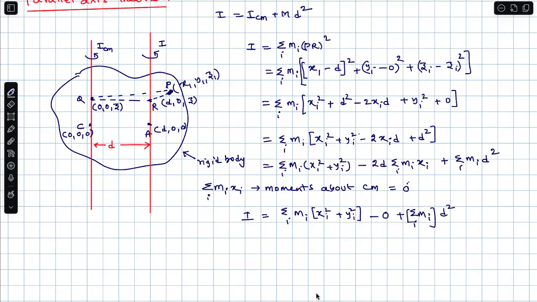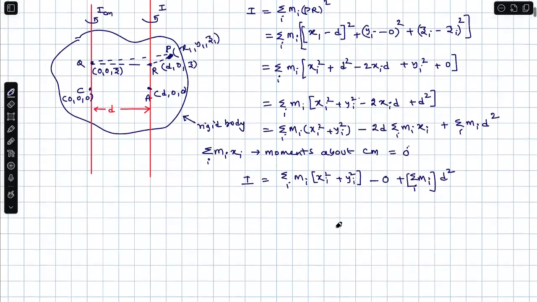Please try to understand. You got this part already here. You got already this part. So I need to prove that I_CM is nothing but this. So therefore, the moment of inertia about CQ, how will you write the moment of inertia about CQ? This is nothing but sigma m_i PQ square. This is nothing but sigma m_i, anyone in the class?